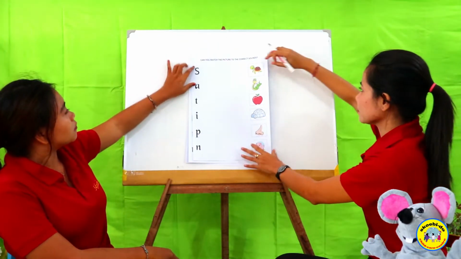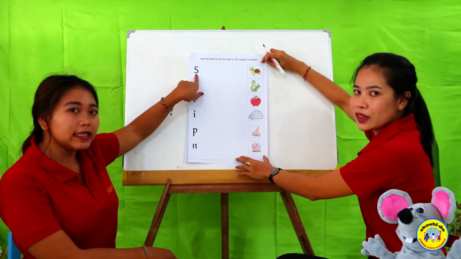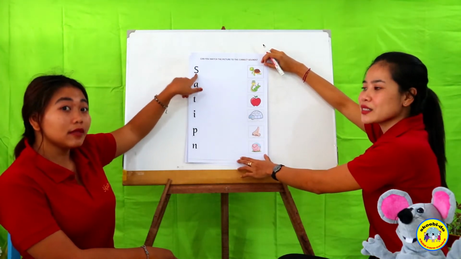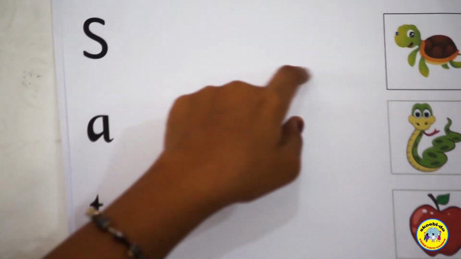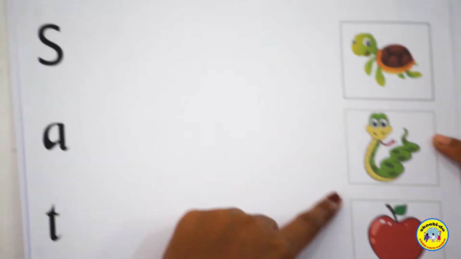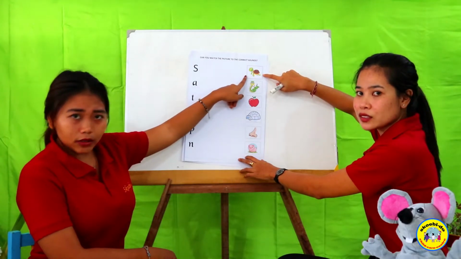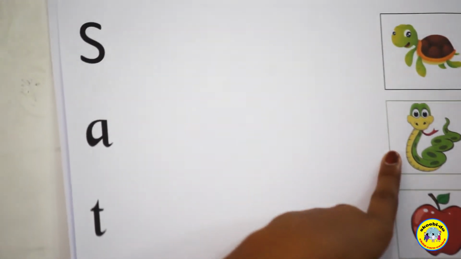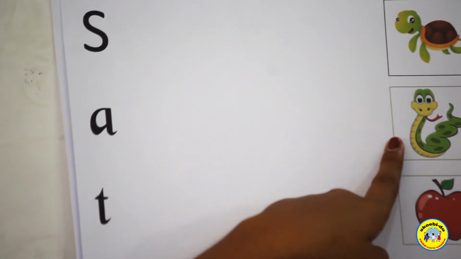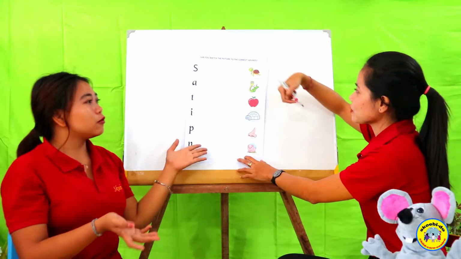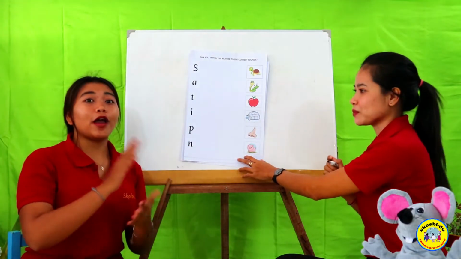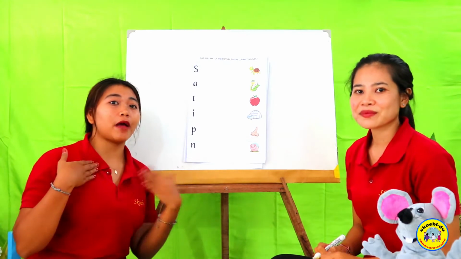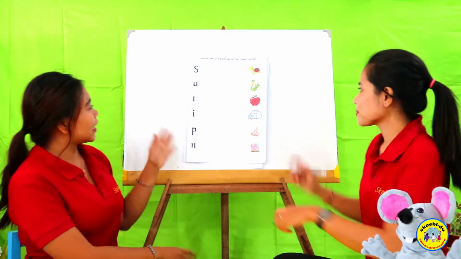For example, this is letter S, it makes the sound, and then we need to find the picture that starts with the letter sound. Okay, so is S for turtle? No. Is S for snake? Yes. That is how to do this worksheet. So are you ready, kids? Maybe you can help us to answer. Okay, now let's start.